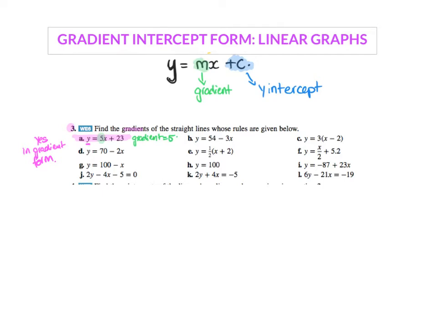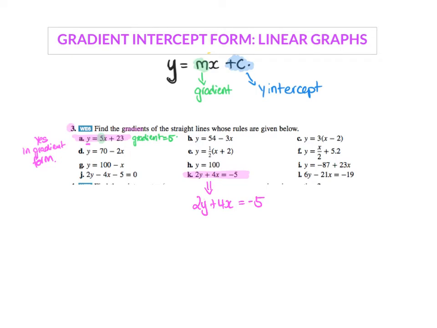Now if I go down to another example, say down here, we can see that that is not in gradient intercept form. It is not the case of where we have y equaling something. We've got a few numbers there. So what we're going to have to do is rearrange this equation. We want to get it with just one y. So at the moment we've got it looking like this.